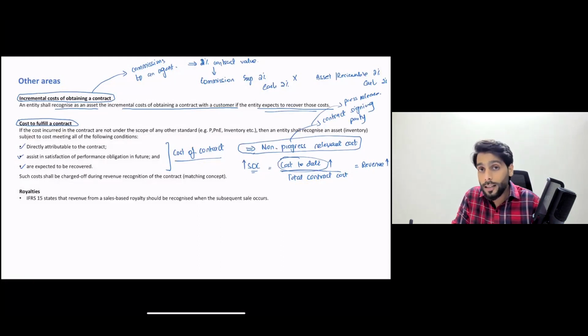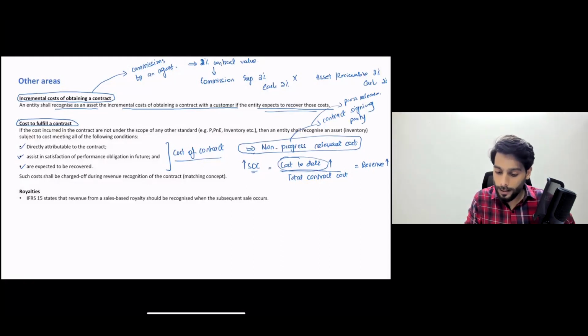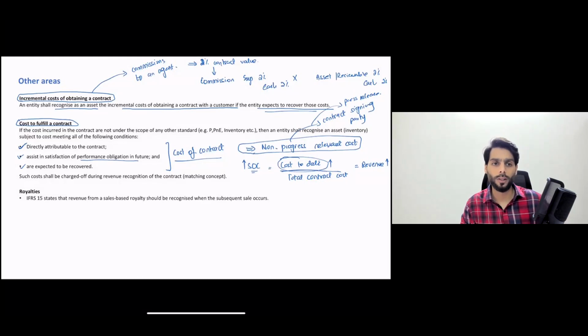You cannot treat this type of cost as a progress relevant cost and calculate stage of completion, because neither is it directly attributable to the contract nor will it help you to satisfy your performance obligation, and the party does not help you to satisfy your performance obligation towards the customer, and the customer won't be paying your party expenses. So you cannot charge those types of cost under the stage of completion scenario and inflate your revenue. That is not possible. All right. So costs to fulfill a contract are only those costs which are progress relevant. Otherwise, other costs are not considered during revenue recognition.